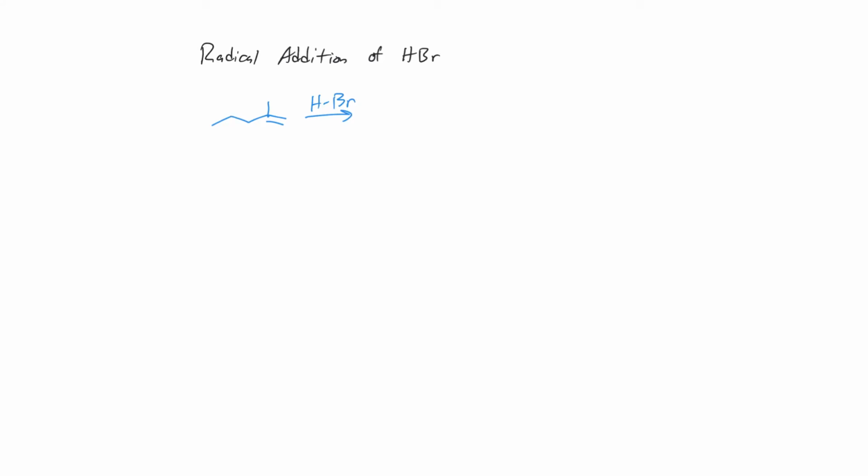I would like to take a few minutes to talk about the radical addition of HBr. And we've seen this before back in the chapter on additions to alkenes, right? If we take an alkene, we take HBr, we add it, mix them together, we expect to get Markovnikov addition of that bromine, right? And that's no radicals, no peroxides.